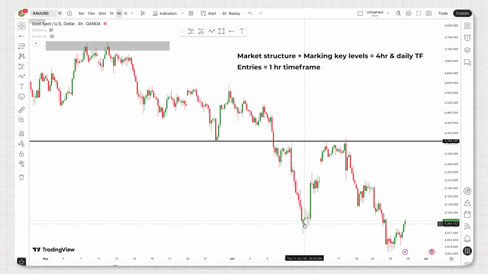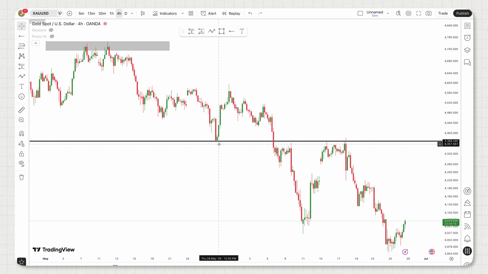Those are the only two time frames that I usually use when it comes to trading gold. I usually go down to the 1-hour time frame, but that's mostly when I'm taking entries. When it comes to market structure and marking out my key levels, I use the daily time frame and the 4-hour time frame. And I usually like to mark the candle body close.